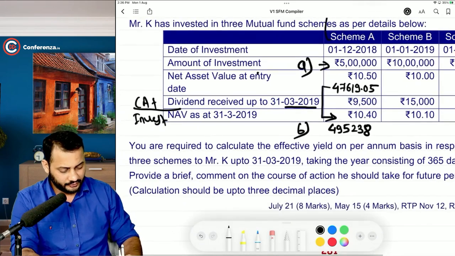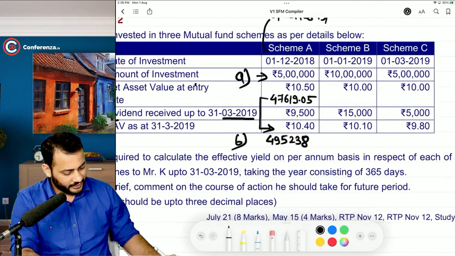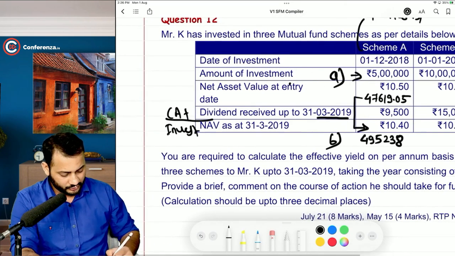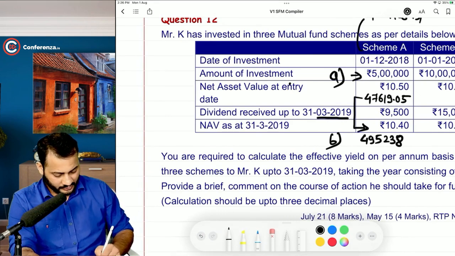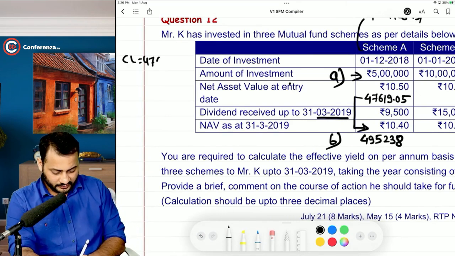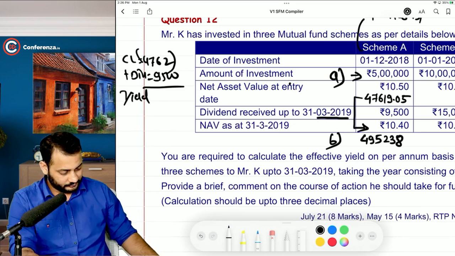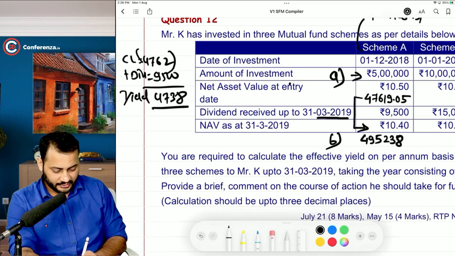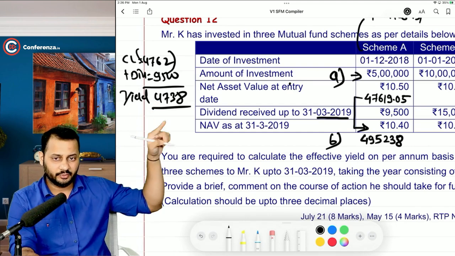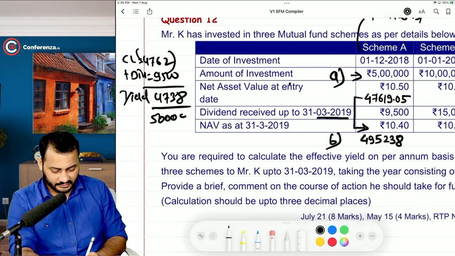So what are you going to do? Let's calculate the capital appreciation. 495238 minus 5 lakh. So there is a capital loss of 4762. Have a look. The capital loss of 4762 with a dividend of 9500, the total yield, that means the total gain, is 4738. So this is the return. In the numerator put this, in the denominator put the investment, that is 5 lakh.